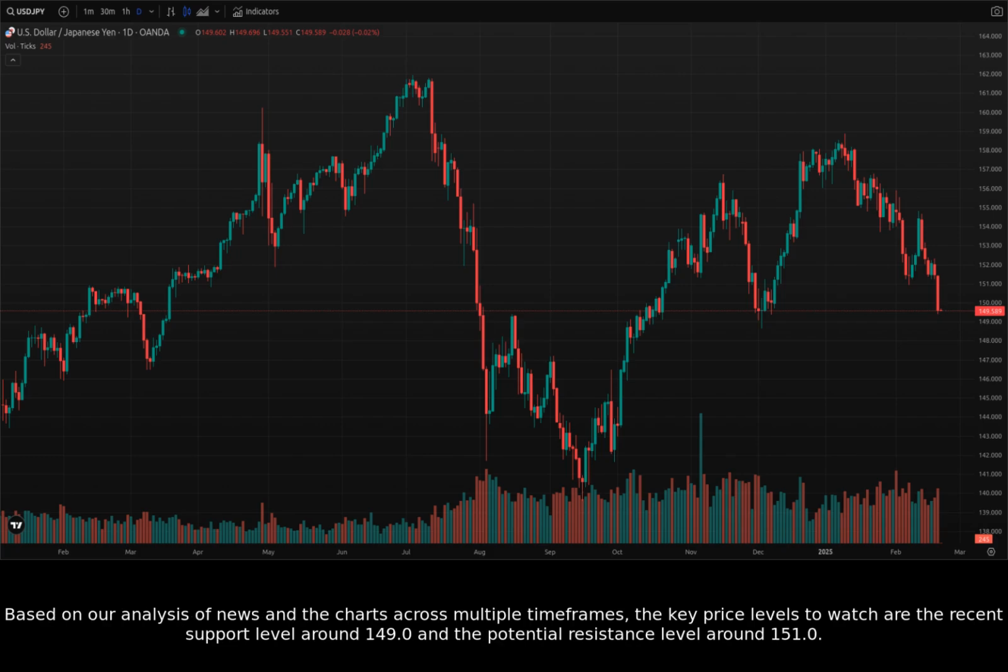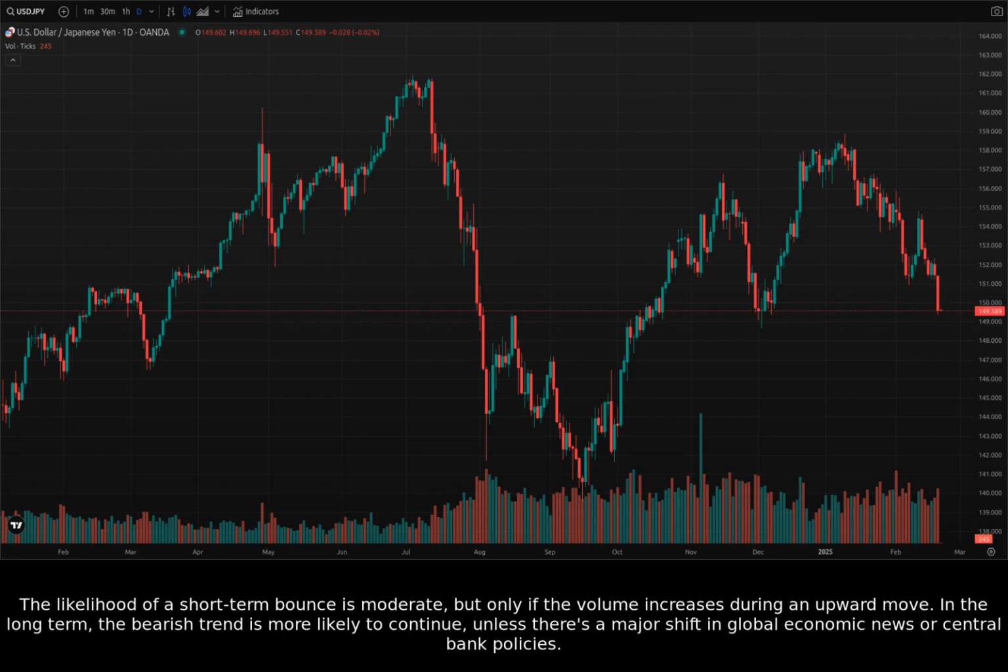Based on our analysis of news and the charts across multiple timeframes, the key price levels to watch are the recent support level around 149.0 and the potential resistance level around 151.0. The likelihood of a short-term bounce is moderate, but only if the volume increases during an upward move. In the long term, the bearish trend is more likely to continue unless there's a major shift in global economic news or central bank policies.